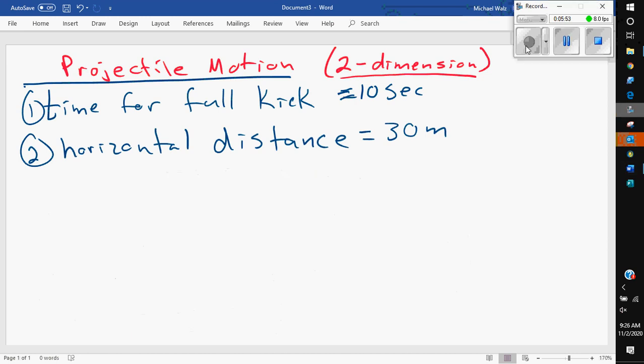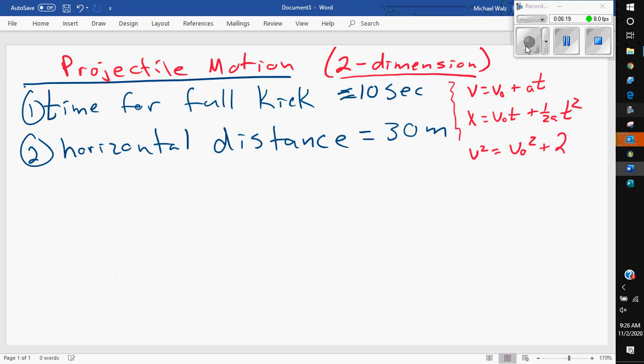Okay, so I just want to make sure that we remember what our formulas are. We have V equals V subscript naught, so that's final V, initial V, plus AT. We have X equals V sub naught T plus 1/2 AT squared. And then we also have V squared is equal to V subscript naught squared plus 2AX, and that's acceleration times displacement. Okay, so this is really the only toolbox we have right now.